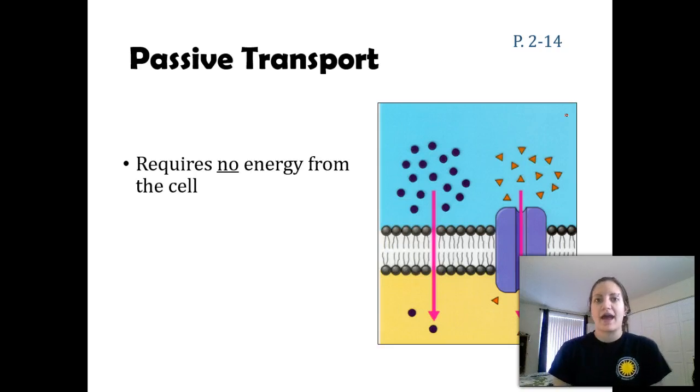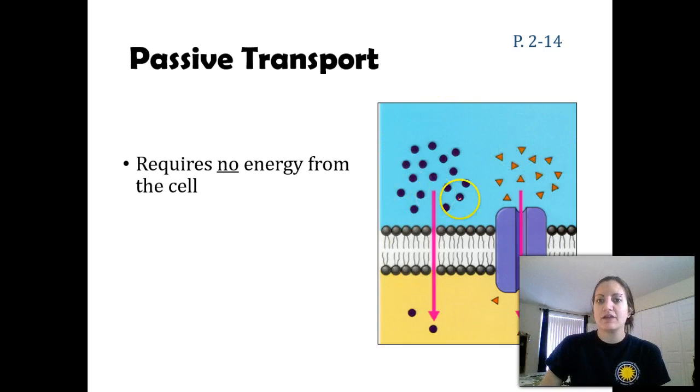So one way that our cells can get these solutes is through passive transport. Now what passive transport means is that we don't need to use energy. And by that I mean we don't need to use ATP. The cell does not have to go through any effort in order to get that molecule inside of the cell.